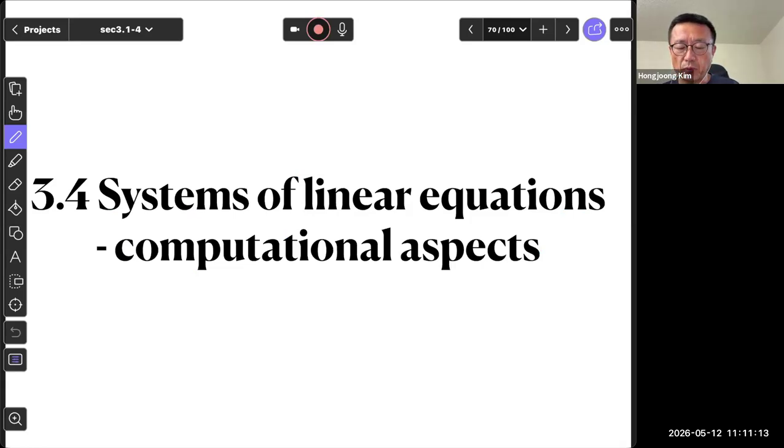And in section 4, we will consider the computational aspects, meaning if I give you systems of linear equations, you should be able to find the solutions to the corresponding homogeneous problems, and you should be able to find the solutions for non-homogeneous problems. So we will consider some techniques in this section.